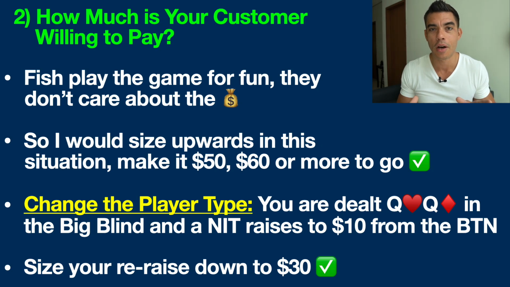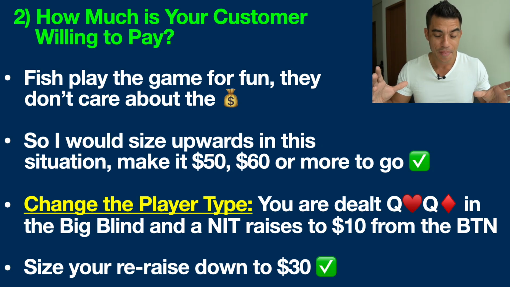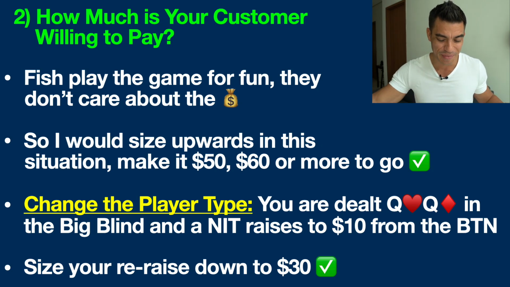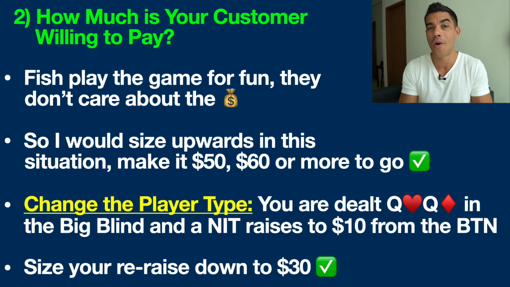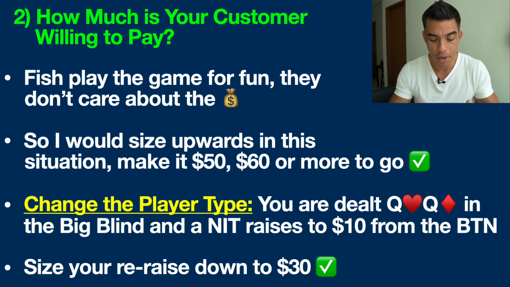Now, I am assuming 100 big blind starting stacks here. In a tournament, once again, with 20 big blind stack sizes, 30 big blind stack sizes, it's going to be different. But I don't have time in this short video to cover every single format. But what I want to do right now is switch up the player type to help illustrate this point better for you. Once again, $1, $2 cash game, and we're assuming around 100 big blind starting stacks. Once again, you're dealt 2 red queens in the big blind, and this time a nit, who is the tightest player at the table.